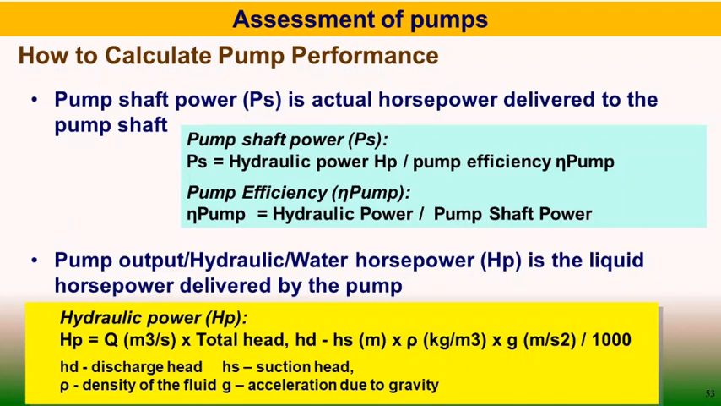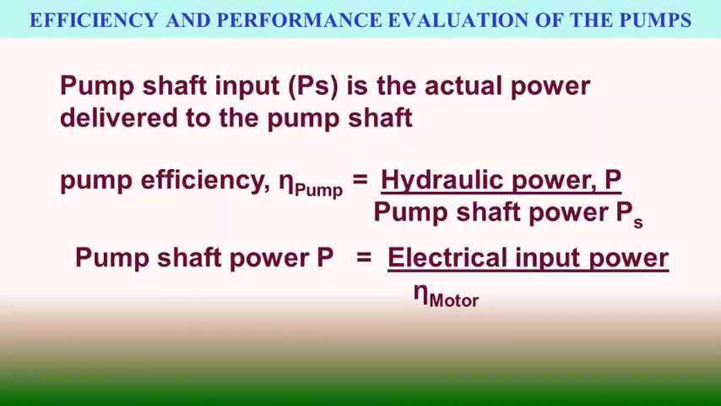Pump output, or water horsepower or hydraulic horsepower, whatever it may be called, is the liquid horsepower delivered by the pump and can be calculated as hydraulic power equals Q into (HD minus HS) into rho into g, where Q is the flow rate, HD is the discharge head, HS is the suction head, rho is the density of the fluid, and g is the acceleration due to gravity. This way you can evaluate the pump hydraulic power.